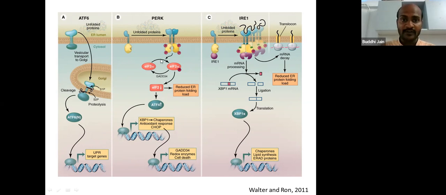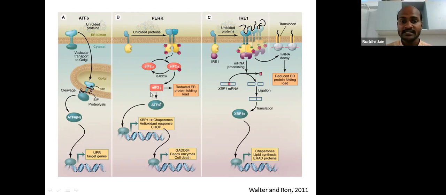So when this EIF2 alpha is phosphorylated, it becomes inactivated. When this EIF2 alpha is inactivated, there is an overall reduction in the protein synthesis process. So if there is less protein synthesis, there will be less protein to fold. So there is a reduced burden on the endoplasmic reticulum to perform the function of protein folding. So this signaling overall reduces protein synthesis and subsequently protein folding.